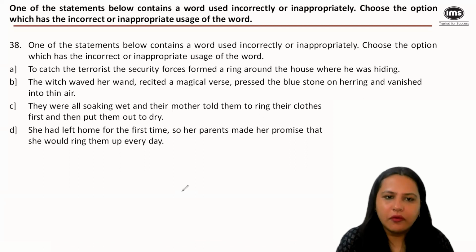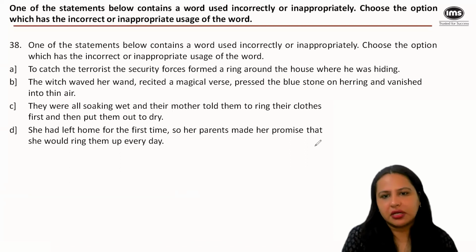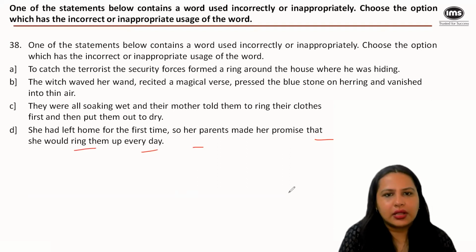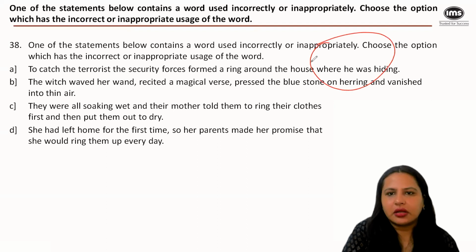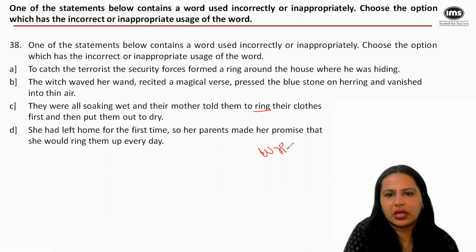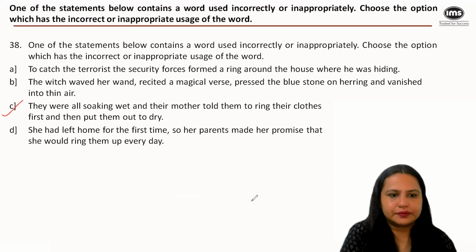She had left home for the first time, so her parents made her promise that she would ring them up every day, that is, to call them. So in sentence A, the ring is a physical ring like a boundary, which is correct. To ring them is to call them, which is correct. So the one that is incorrect is this ring. We want wring here. So the correct answer is option C.